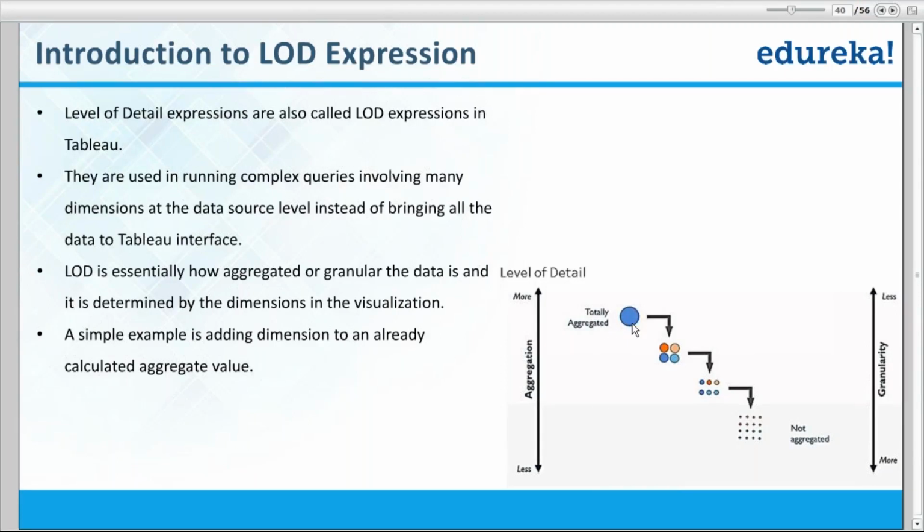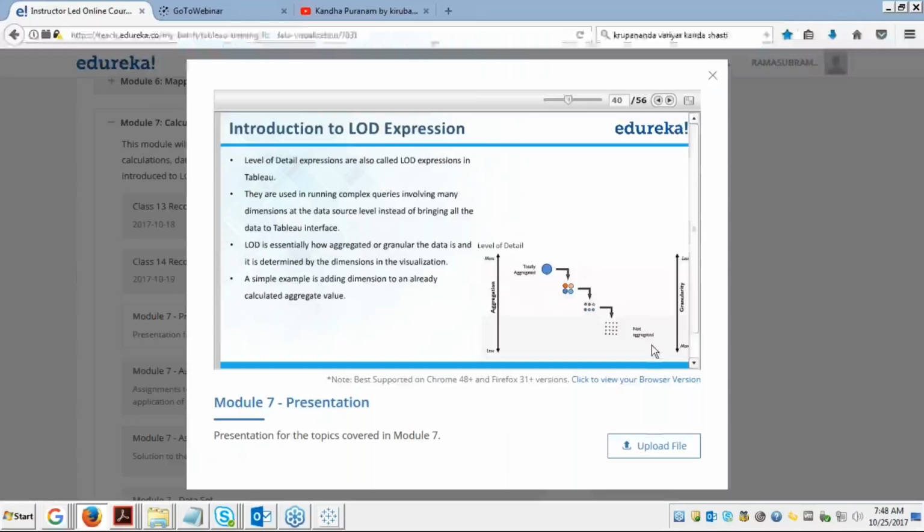So what is happening in this diagram? In the initial level, the data is totally aggregated. As and when I add more and more dimensions, my data is becoming more and more granular in nature, and finally it is totally not aggregated and it is more granular in nature. That's what it is saying. So when your data is becoming more and more granular in nature, it will become less aggregated. So you are getting this, right, friends?